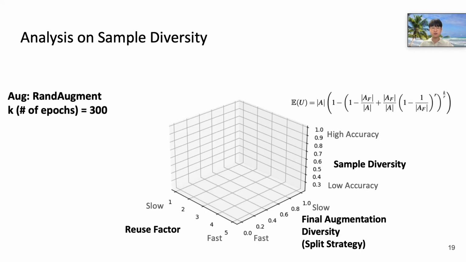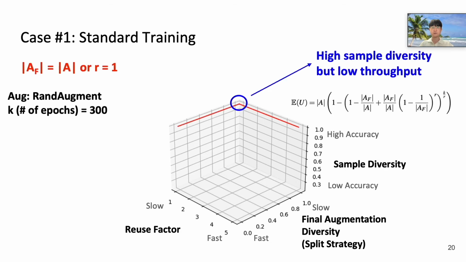We visualize the equation in a 3D plot. The x and y axes represent the reuse factor and the final augmentation diversity relative to that of the total augmentation. The z-axis represents the relative sample diversity compared to the standard training. We set the number of training epochs to 300 and use RandAugment for the augmentation pipeline. We first plot the sample diversity of the standard training. As we can see from the plot, it has the highest sample diversity but will suffer from low training throughput because it does not cache or reuse augmented samples.